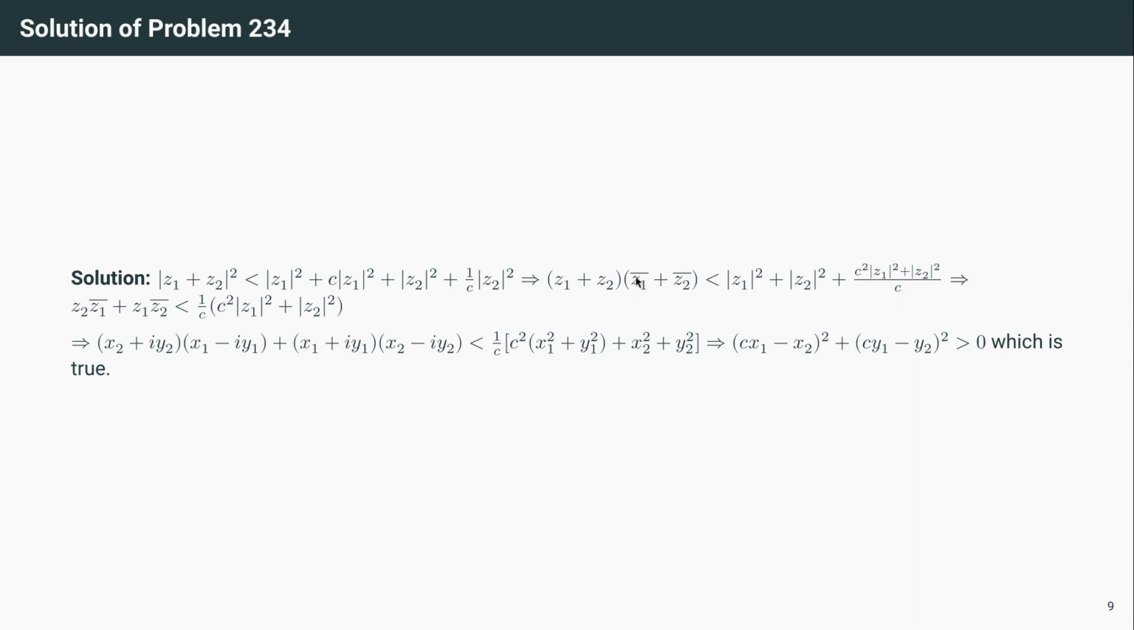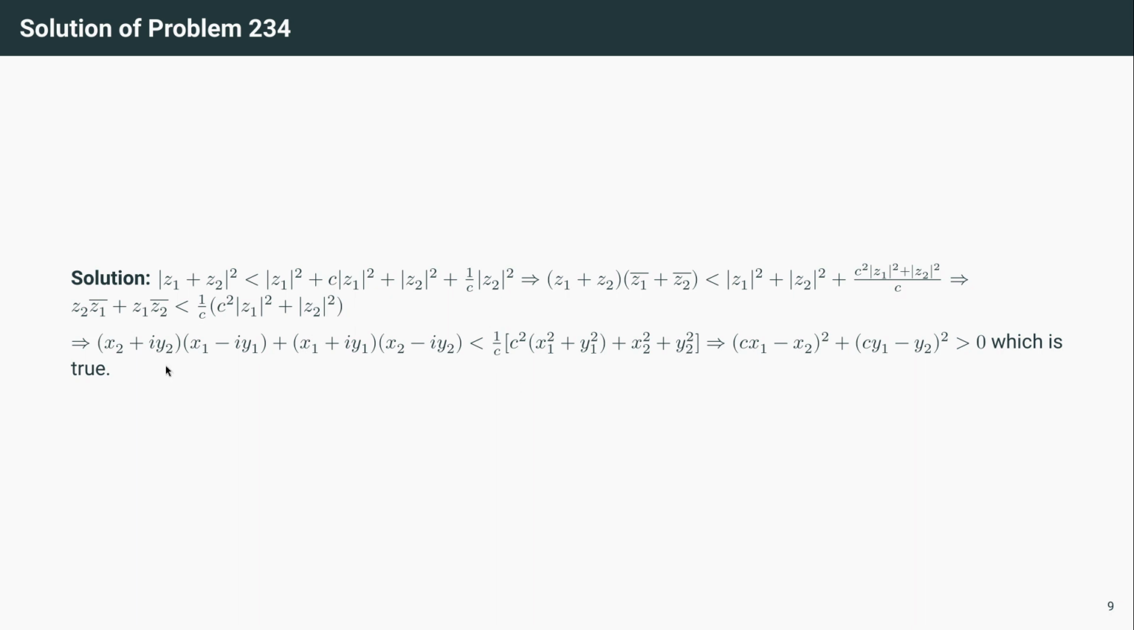Now you observe that z1 into z1 bar will become mod z1 square, so that gets cancelled. z2 into z2 bar will become mod z2 square, so that will get cancelled. So we will be left with z2 z1 bar plus z1 z2 bar less than or equal to 1 by c into c square mod z1 square plus mod z2 square. Now we substitute z1 is equal to x1 plus iy1 and z2 is equal to x2 plus iy2. So we have this, and the right hand side is this.